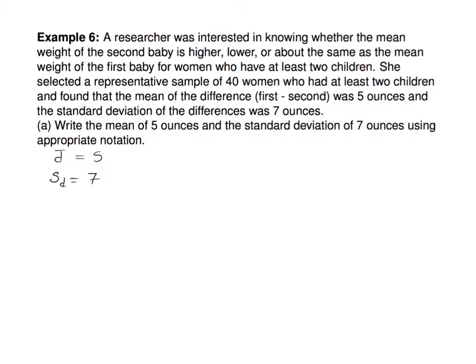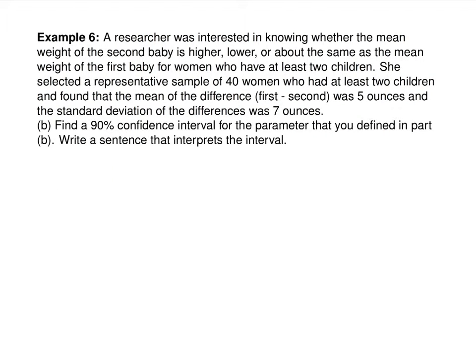Okay, find a 90% confidence interval for the parameter that you defined in part B. Okay, so we have D bar is equal to 5, SD is equal to 7. What was the sample size? So the degrees of freedom is, which I realize is not actually on your table, okay? So if you look there, the closest thing is 40.